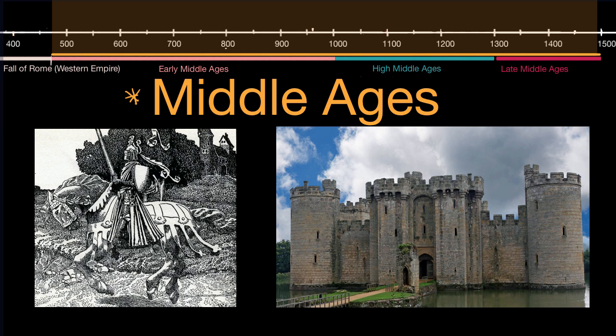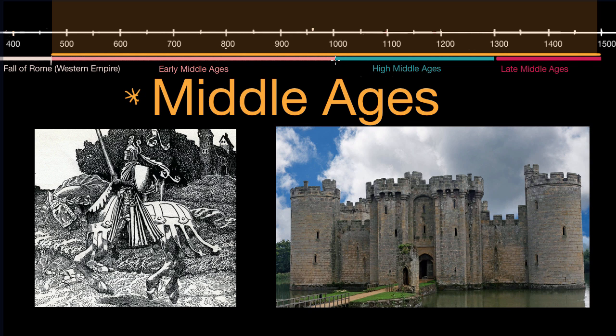Now, what we're going to do in this video is look at maps of the various time periods of the Middle Ages. The Middle Ages are broadly divided into three major sections. The early Middle Ages, from the fall of the Western Roman Empire till about the year 1000.